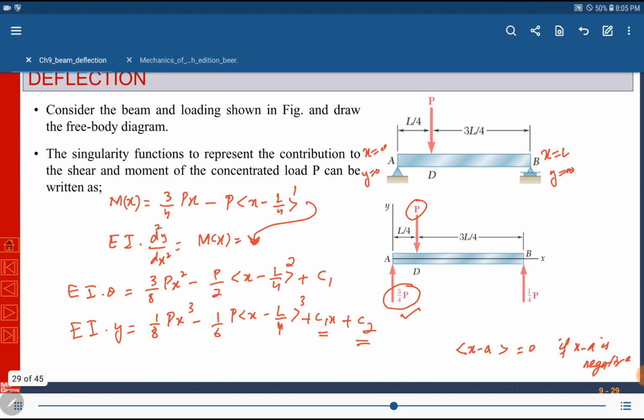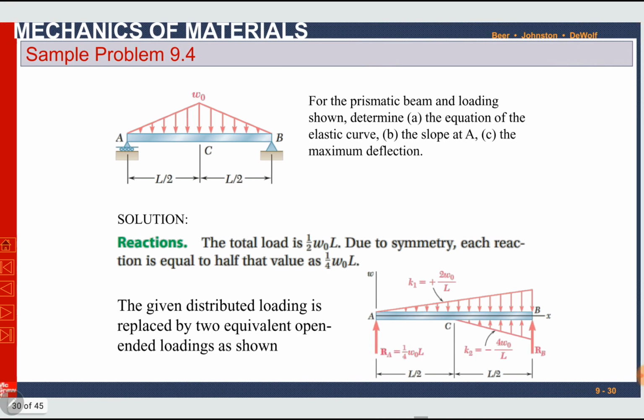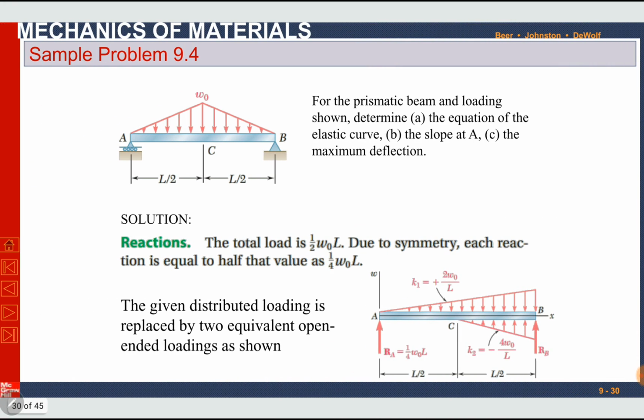Okay, let us move to a sample problem on this topic. Sample problem number 9.4. For a prismatic beam and loading shown, determine the equation of elastic curve. Part A is to find y as a function of x. This is the equation of elastic curve. Part B is slope at A, theta A. And part C is maximum deflection, y maximum.